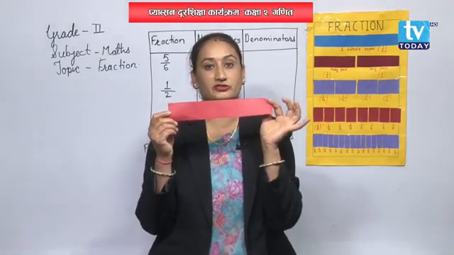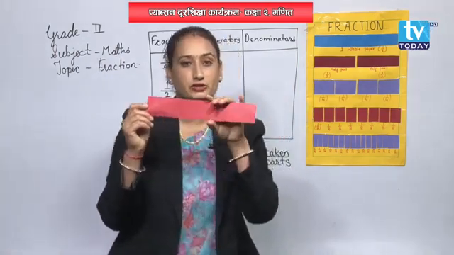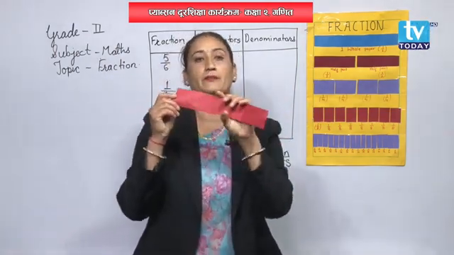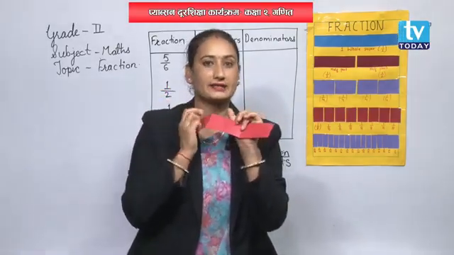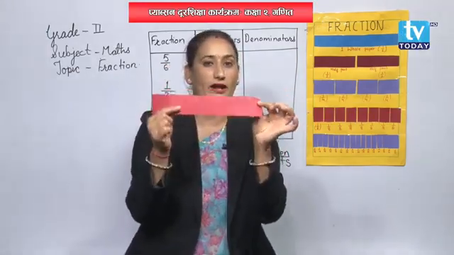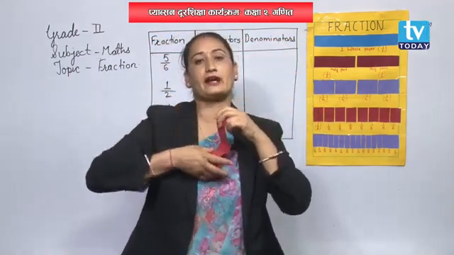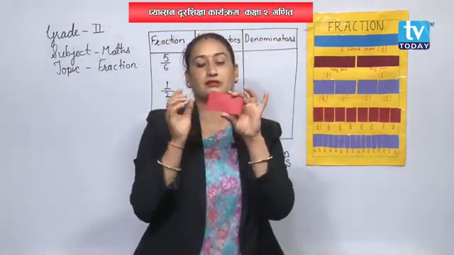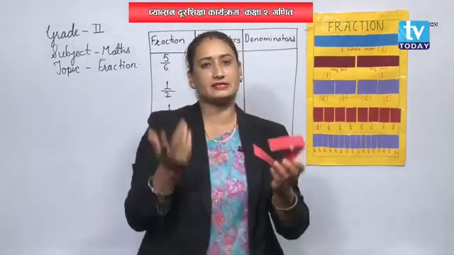So, how to write the fraction for this? Tell me how to write. Before that, one whole paper is divided into 3 parts, right? How many total parts are there? 3. And how many papers are here? 1. One paper is the top number, and if I divide it into 3 parts, then its total parts is 3. So, we call it the denominator.